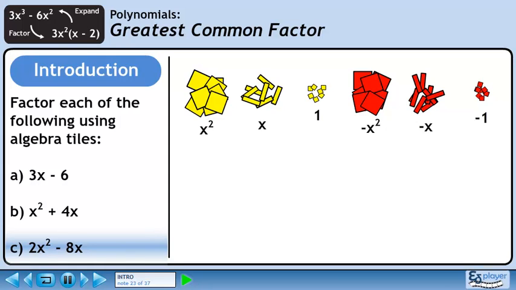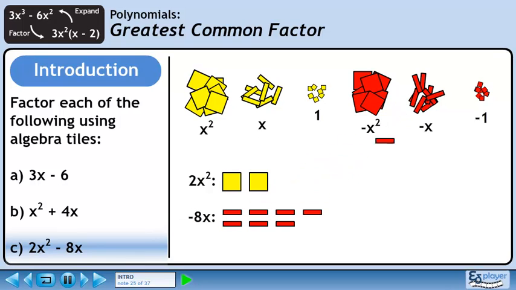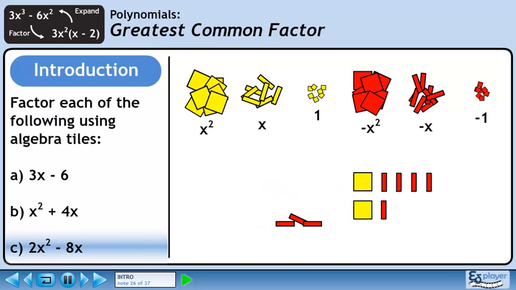In part C, we'll use algebra tiles to factor 2x squared minus 8x. We can represent 2x squared with 2 large yellow squares. We can represent minus 8x with 8 red rectangles. Arrange all of the tiles in a rectangle.